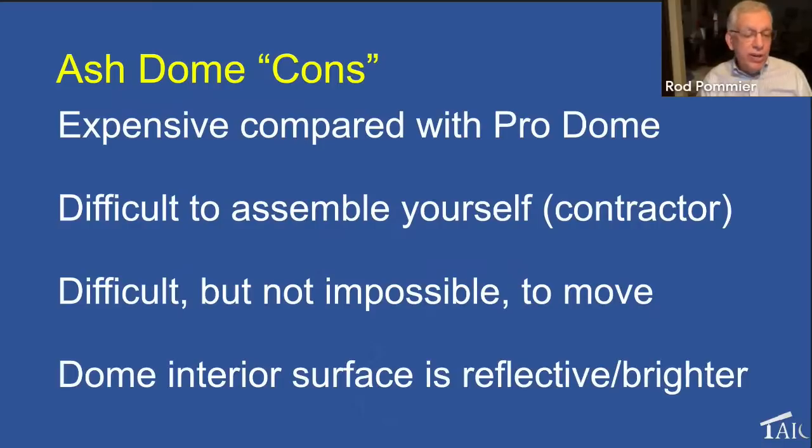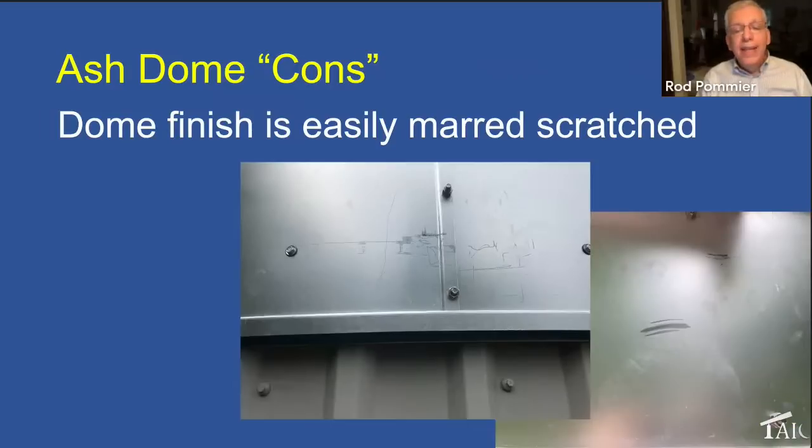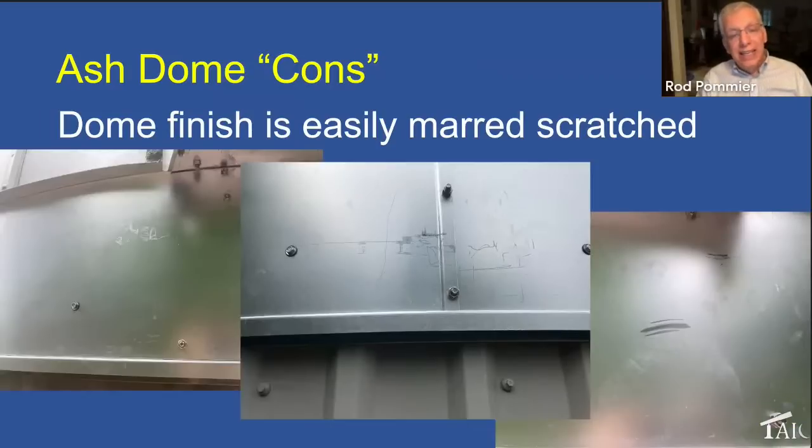The dome interior surface is metal compared to the dark blue fiberglass in the dome. So it's reflective and so it's brighter. So I have to be really careful that my computer laptop screen is covered up and flashing LEDs need to be covered up with black tape so you don't get internal reflections that would give you gradients in your images.